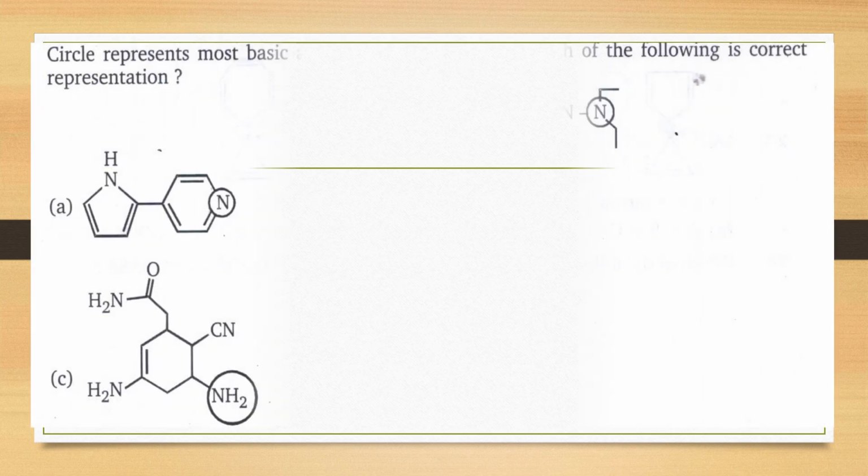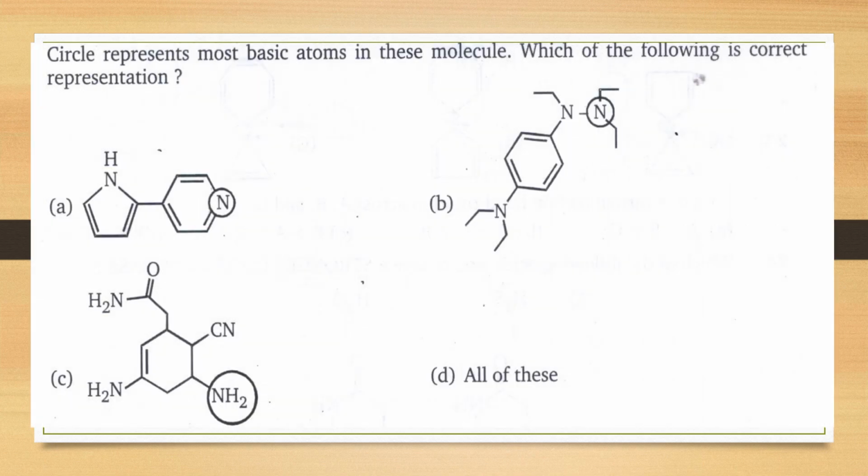Come on, next question. What is the next question? Let's see. The circle represents the most basic atom in these molecules. Which of the following is correct? It means we have to find out the most basic nitrogen atom in the given molecules. According to the question, the circled nitrogen atom is the most basic, and we have to find out whether the circled nitrogen atom is most basic or not. So let's find out.